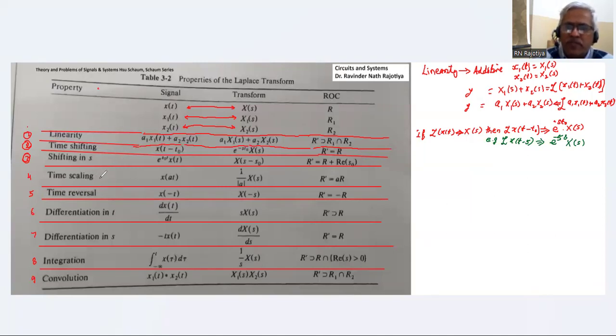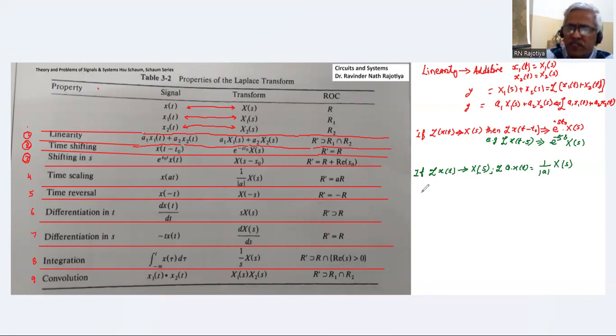The next property is the time scaling property. How simple it is: we know that if the Laplace of x(t) is given by X(s), then if you scale t by some constant a, the Laplace of x(at) will be equal to 1 over the absolute value of a, times X(s) evaluated at s over a.